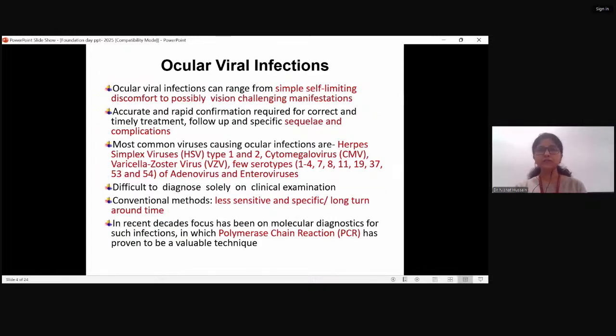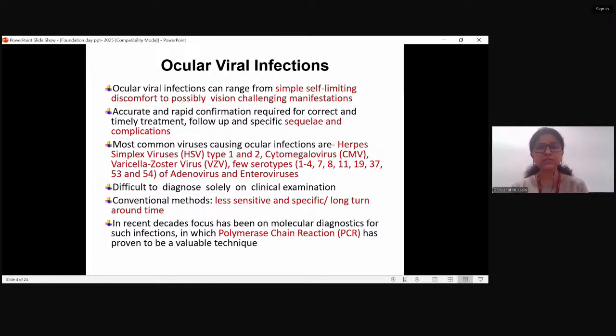So about viruses, we know that they can infect any part of the eye, and they can range from simple self-limiting discomfort to possibly vision-challenging manifestations. And not only for the management of the presenting complaint, we need to know the accurate diagnosis for specific sequelae and complications as well. So the most common viral pathogens in eyes are herpes simplex viruses type 1 and 2, cytomegalovirus, varicella zoster virus, few serotypes of adenoviruses, and enteroviruses.